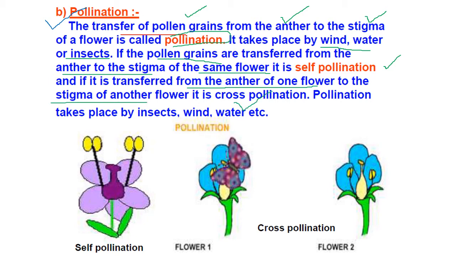Self-pollination, as you all know, is when there is a transfer from the anther to the stigma within the same flower itself. Cross-pollination means the transfer of the pollen grains from the anther of one flower to the stigma of another flower.